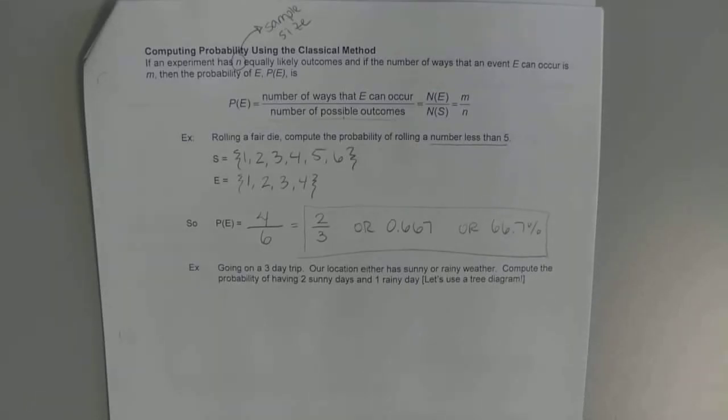So let's call it Florida, okay? Compute the probability of having exactly 2 sunny days and 1 rainy day. It doesn't matter what order. So we're going to be away for 3 days. What's the probability that we get 2 sunny days and a rainy day?